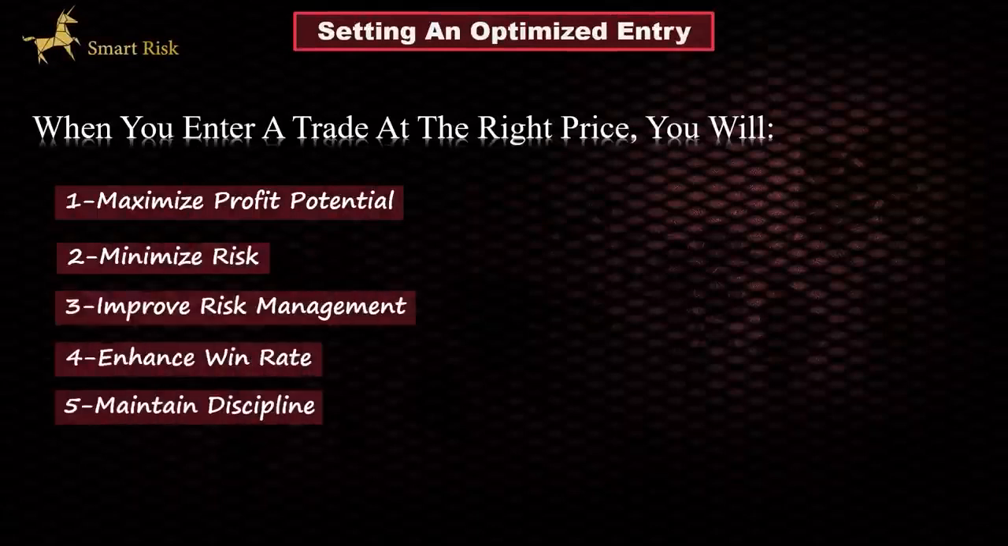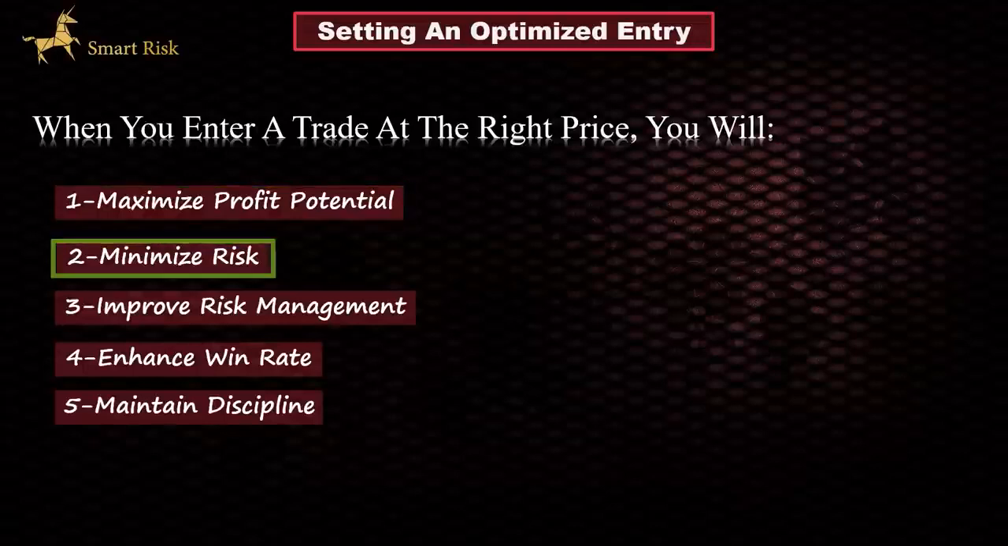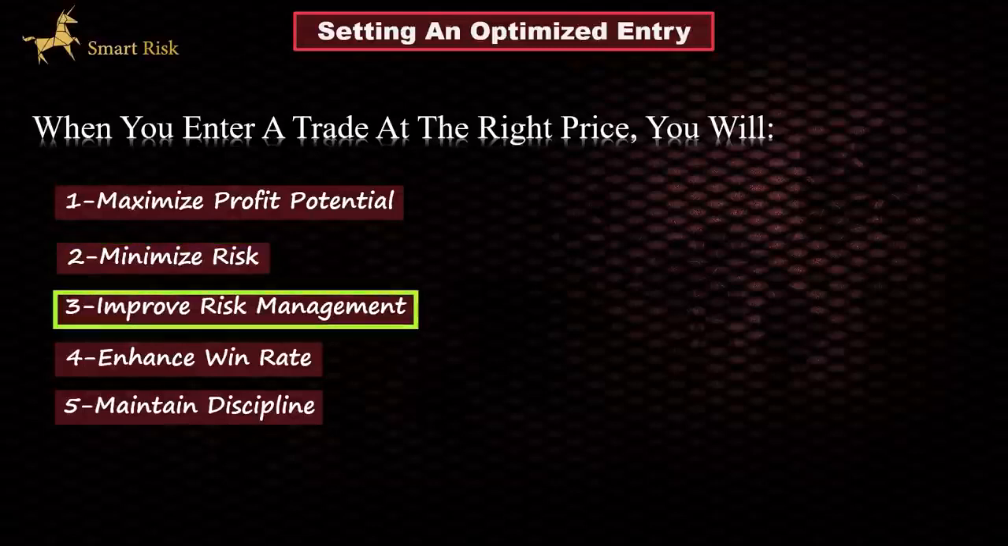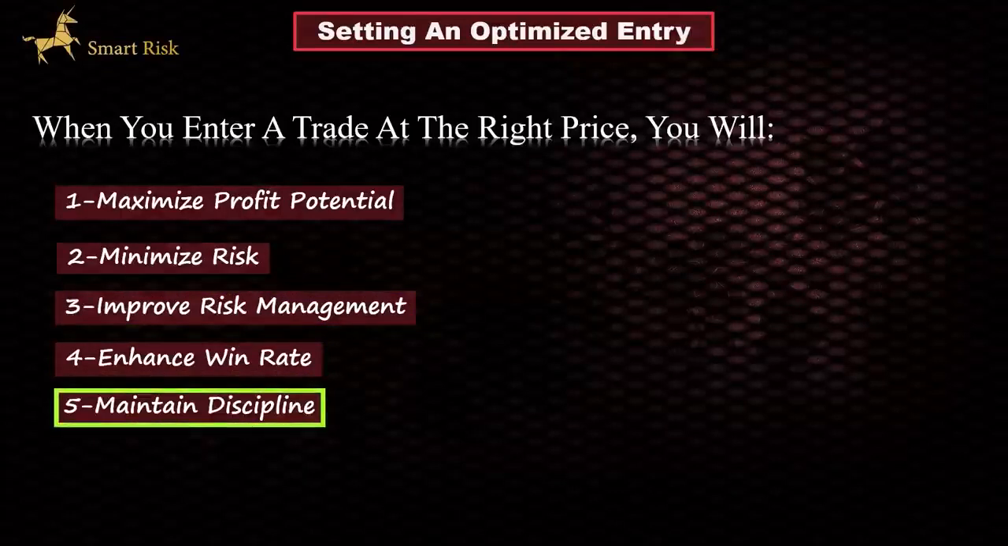Setting an optimized entry in trading is crucial because it directly impacts your risk-to-reward ratio and the overall success of your trades. An optimized entry increases the potential profit you can make if the trade goes in your favor. It helps you place your stop-loss orders closer to your entry point, reducing potential losses if the trade goes against you. By fine-tuning your entry, you can control your position size more effectively and manage your overall risk exposure. An optimized entry increases the probability of the trade moving in your favor, improving your win rate over time. It encourages disciplined trading by following a well-defined plan, which is essential for long-term success.